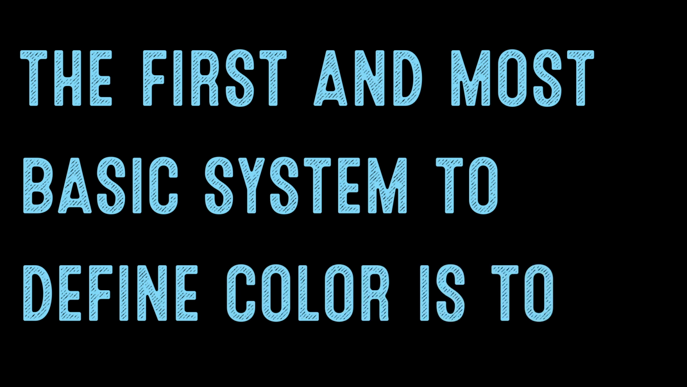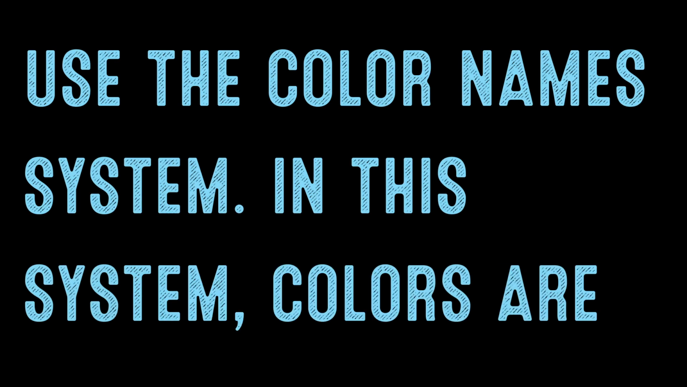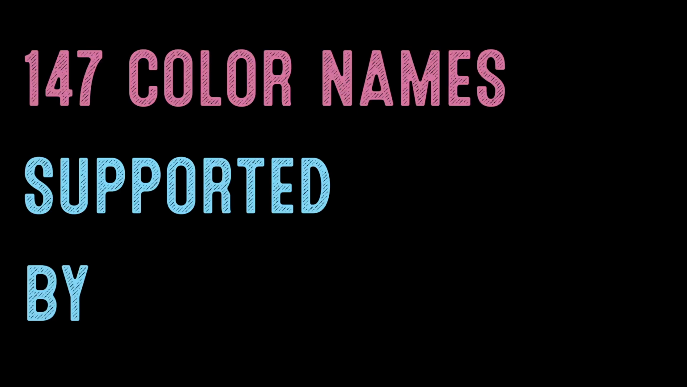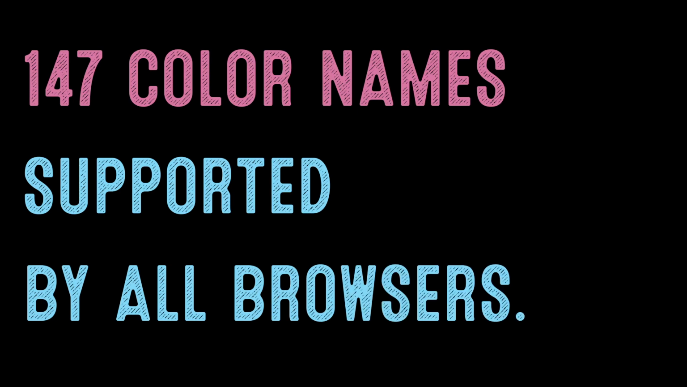So for the next episodes, we will be discussing how to add color to the web. The first and most basic system to define color is to use the color name system. In this system, colors are represented by predefined names. There are about 147 color names supported by all browsers.